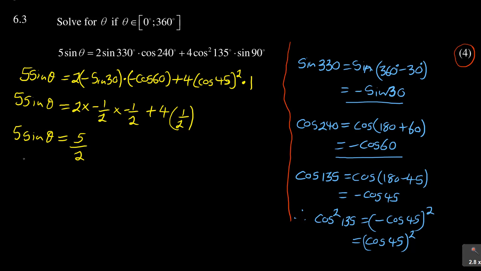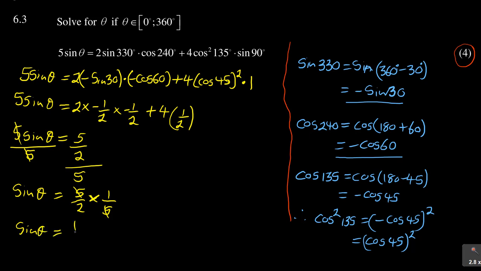So after that, to solve for sin theta, we can divide by 5 on both sides. So sin theta is equal to 5 over 2 divided by 5 over 1, which we're going to change from divided by 5 over 1 to times 1 over 5, so that this cancels to say sin theta is equal to 1 over 2.